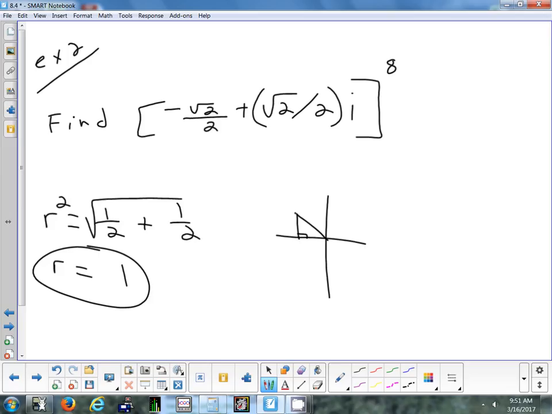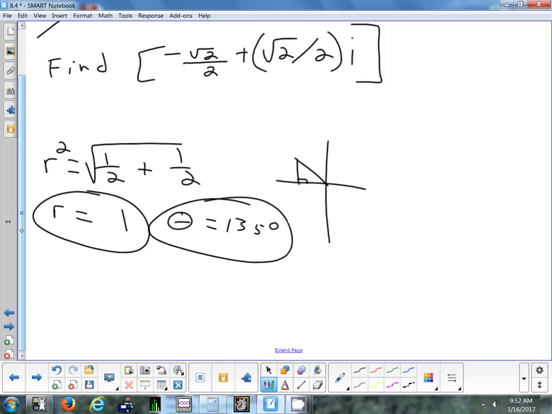If you weren't sure, you could do the inverse tangent of y over x, but that's going to be the inverse tangent of negative 1. You're going to get negative 45, and then you would have to add 180, because you're in quadrant 2, and you would get 135. The only reason I could do that angle in my head quick is because the real and the imaginary part were the same absolute value.